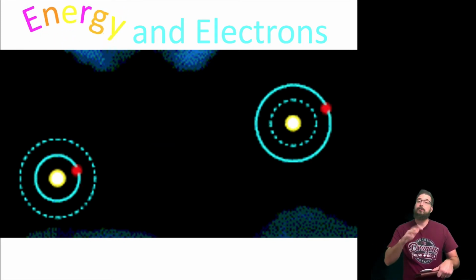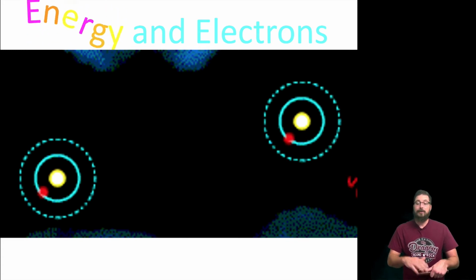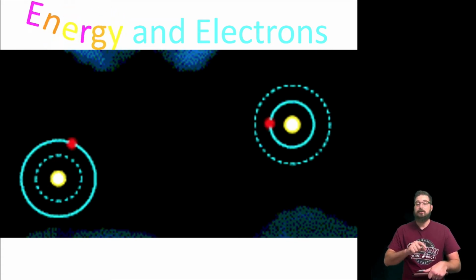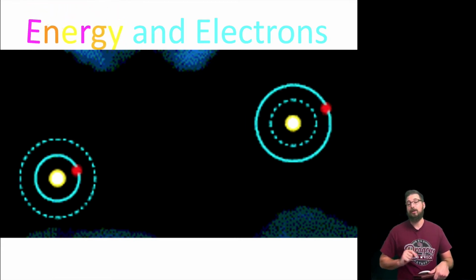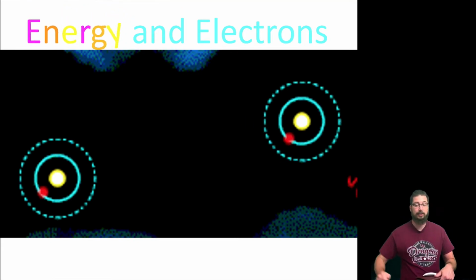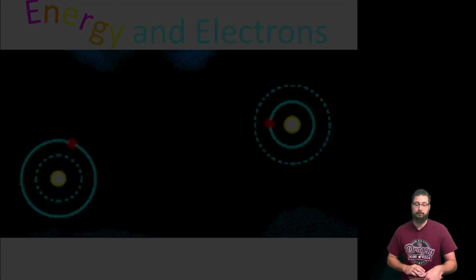Now notice how it gives off energy in the form of light, and that photon of light in this particular example is going off and hitting another electron in another atom. And again, that electron gets excited and then falls down.